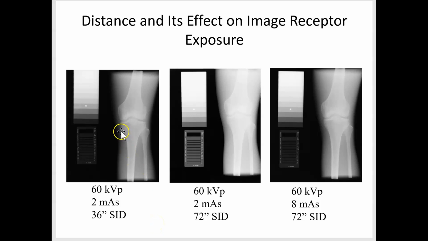And here we have an example showing you're using the same kVp, but they have changed the distance. So going from 36 to 72, they didn't change their mAs and they ended up with a lighter image. You have to change the mAs to compensate for that increase in distance because fewer photons will reach the IR. And here we see going from 36 to 72, you need to quadruple your original technique.